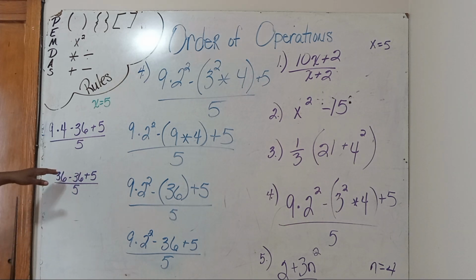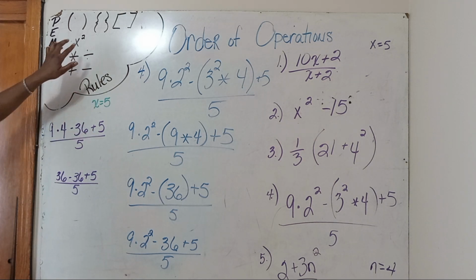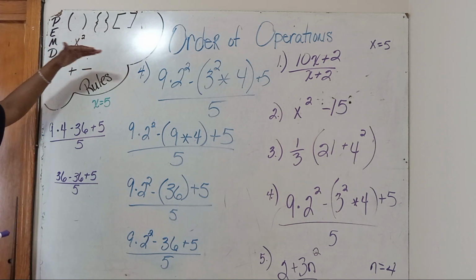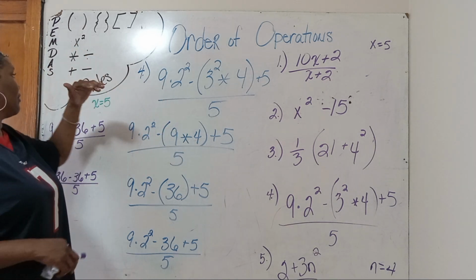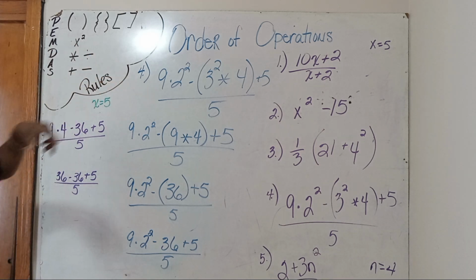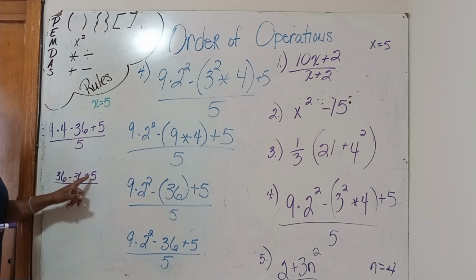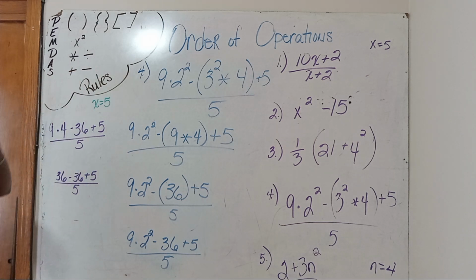All right, so we got 36 minus 36 plus 5 over 5. Order of operations. Remember I told y'all that addition and subtraction, multiplication and division could flip-flop according to how the problem goes from left to right. If multiplication comes first, then you do the multiplication first. But if the division comes first, you do the division first. Same thing with addition and subtraction. So in this problem, the subtraction comes before the addition. Because these two are interchangeable, you do the subtraction first.